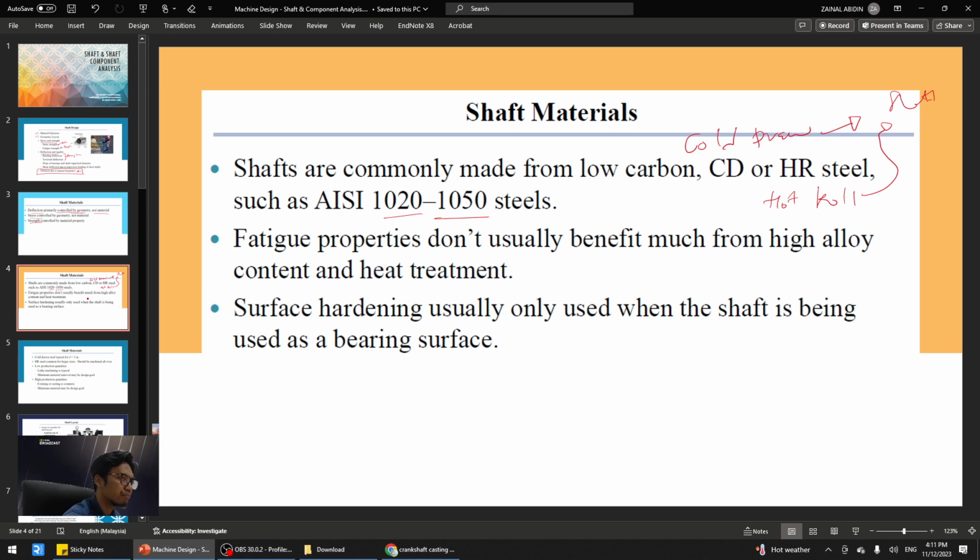Kemudian, fatigue properties don't usually benefit much from high alloy content and heat treatment. Okay, fatigue. Do you understand about fatigue analysis? I think everyone knows about fatigue analysis. For example, you have a paper clip. I want to make you understand about the fatigue itself. Paper clip pernah jumpa tak paper clip?